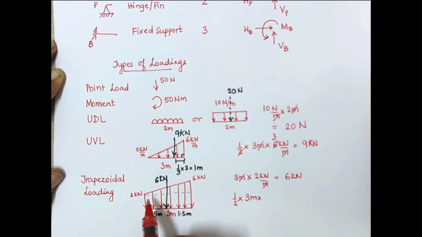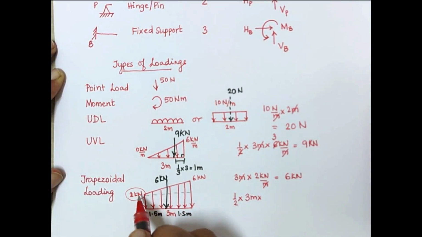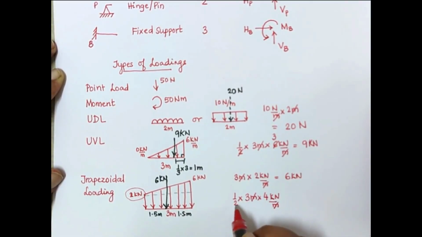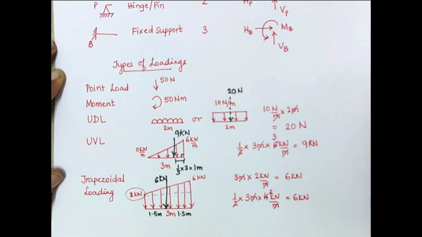Now we have to understand that the height of this triangle will not be 6. The height of the triangle will be a deduction of this value. This particular value of 2 kilonewton has to be deducted because 2 kilonewton has already been considered in a UDL. Therefore, now we have the remaining height of 6 minus 2, that is 4 kilonewton per meter. Again, meter gets cancelled. 2 2s are 4, 3 2s are 6. We have a 6 kilonewton loading again.